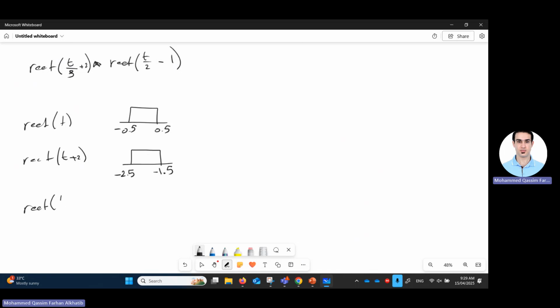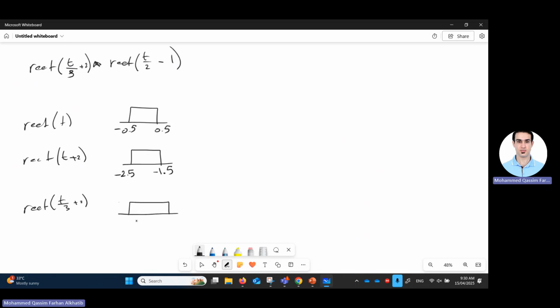Then rect of t over 3 plus 2 means what? I scale by what? 3. So what does that mean? I multiply or divide? When you divide here, you multiply there. So when you divide, it's expansion. So you multiply.